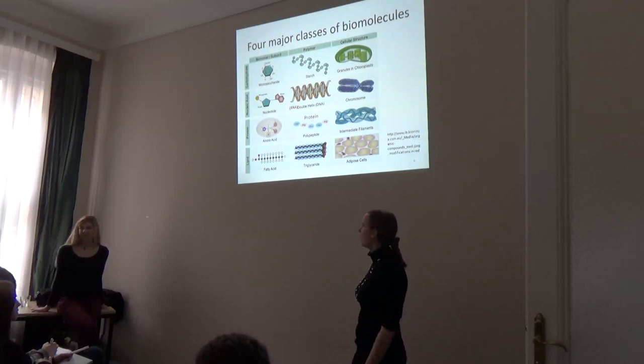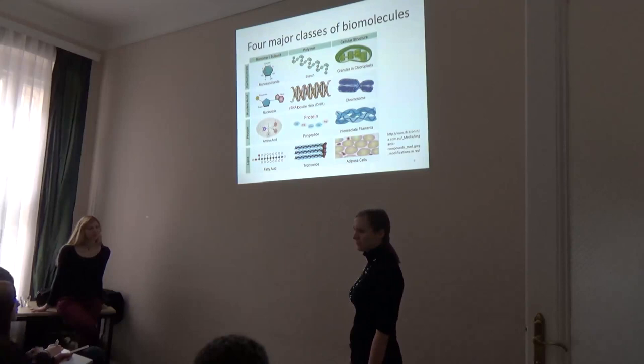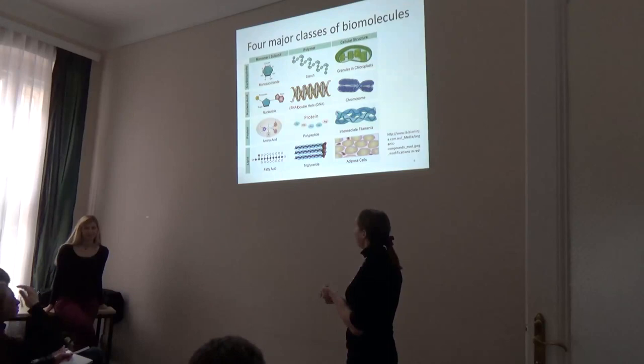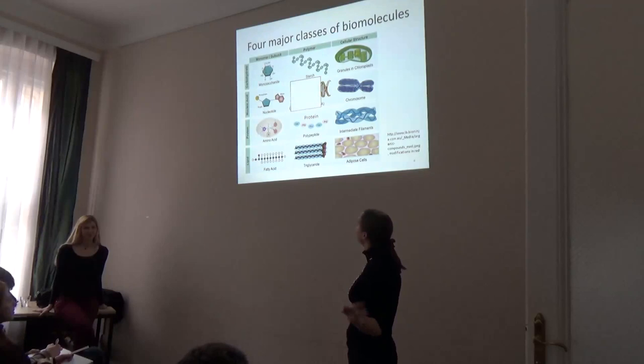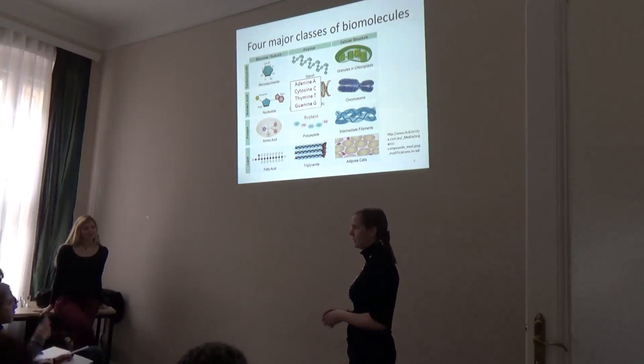So fats are normally found in the cell membranes or in special fat cells. But this lecture will focus more on nucleic acids and proteins. So nucleic acids are DNA, RNA. They are made from nucleotides. There are four different nucleotides: adenine, cytosine, thymine, and guanine, which are abbreviated with the letters A, C, T, G. If you have ever seen a representation of the genetic code, it's always with these four letters.